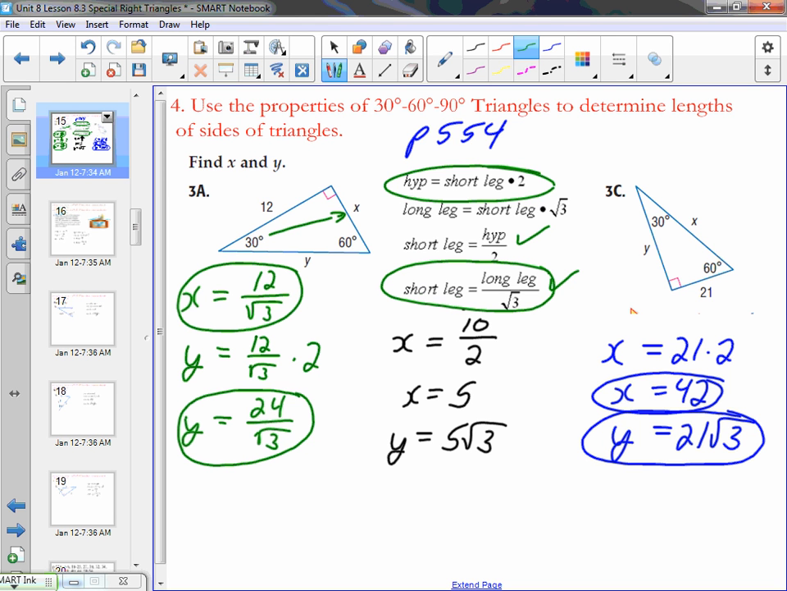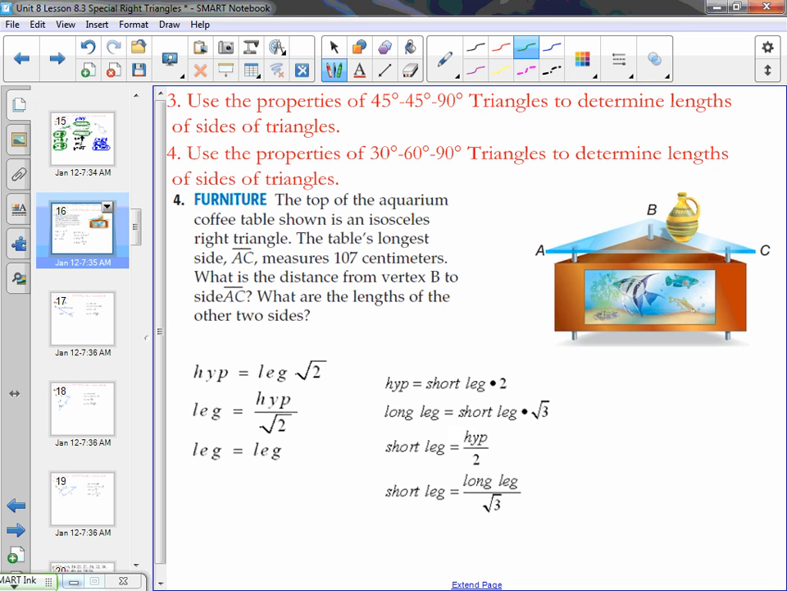All right, did y'all get 3A okay? All right. Let's take a look at another one that's not from your assignment. Let's take a look at number 4 at the bottom of page 555.